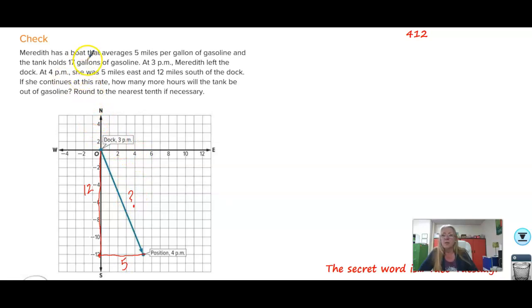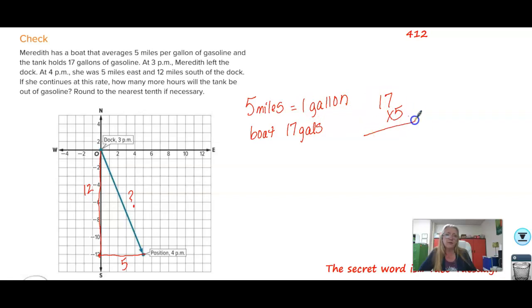Okay. Well, we know that she gets 5 miles per gallon. 5 miles out of every gallon of gas. Her boat's getting better mileage. It's 1 gallon. And we know the boat holds 17. All right. How far can the boat go on a full tank? What's 5 times 17? Oh, I wrote that wrong. 35, carry 3, 85. So the boat can go 85 miles on a tank.